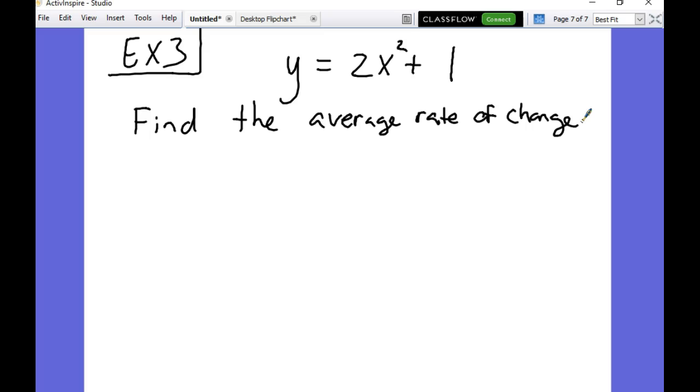Find the average rate of change on the interval. Give me an interval, Henry. 2. Well, that's not an interval, but we can start there. Give me another number. Don't make it too big, though. Like 7. All right, 7. So we want to find the average rate of change of this function on the interval from 2 to 7. But we don't have a picture this time. So how are we going to do it? I'll show you.